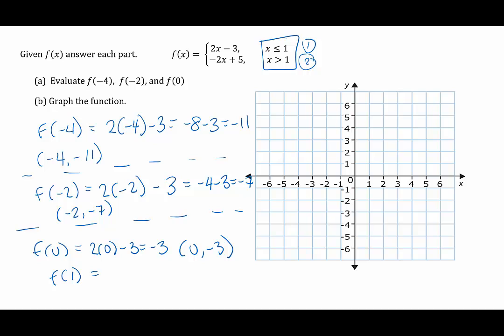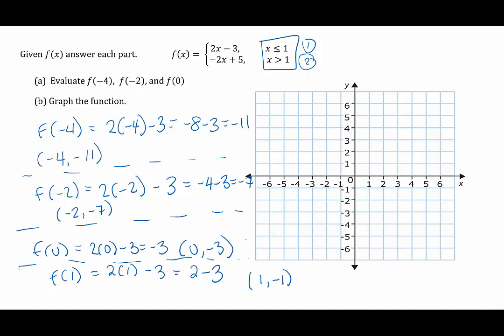And where is 1 true? It's in piece 1, right? Because 1 is less than or equal to 1. So this would give me 2 times 1 minus 3. That would give me 2 minus 3. And we would have 1, -1. Okay, so I've answered part A already, but now we're working on the graph.